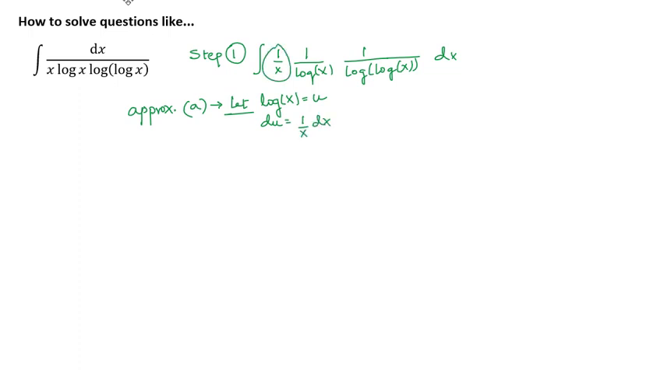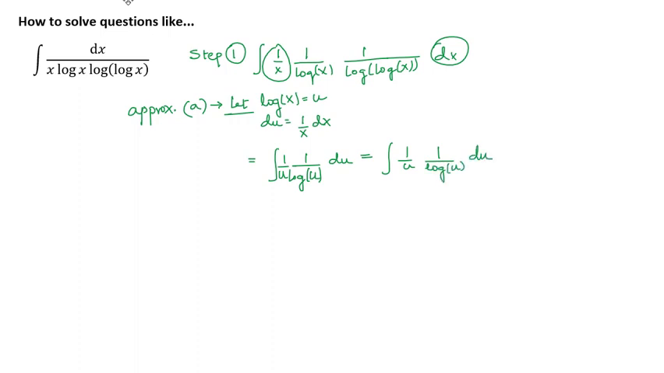So this 1 over x dx part can be changed now. We can write it as integration of 1 over, now log of log x can be rewritten as log of u. How? Because log x is equal to u, so if I substitute u where log x is written, we get log u. And 1 over x dx we can write as du, and 1 over log x is simply 1 over u. So we have this form of the question right now: 1 over u times 1 over log of u.